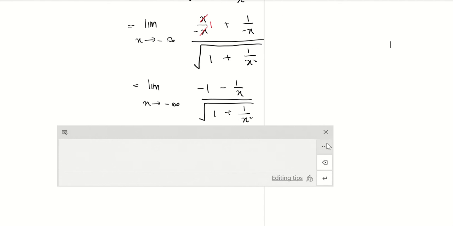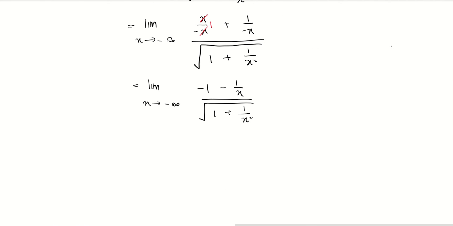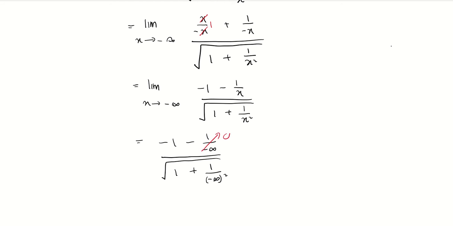Now we can substitute the limit, negative infinity. We get negative 1 minus 1 over negative infinity, over the square root of 1 plus 1 over negative infinity squared, and 1 over infinity is 0. What we are left with is negative 1 over the square root of 1, which is negative 1. So the limit is negative 1.